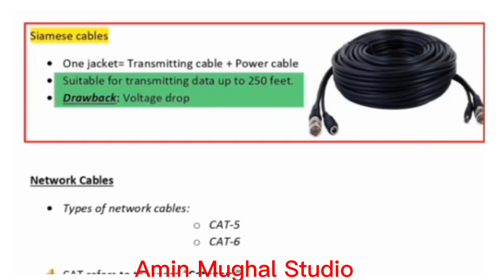But there is one drawback of this cable also: the length of the cable. As I have told you, this cable also carries power for the CCTV cameras. So if the distance is more than a certain limit, then there will be the problem of voltage drop. So the maximum distance for this Siamese cable is almost 250 feet.